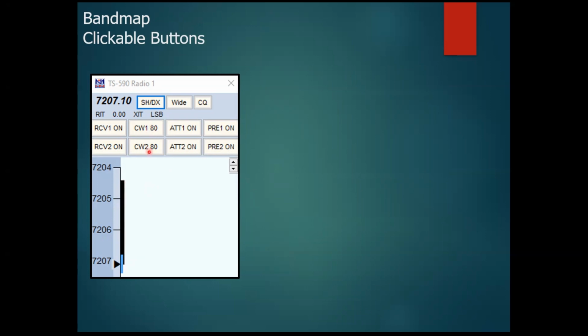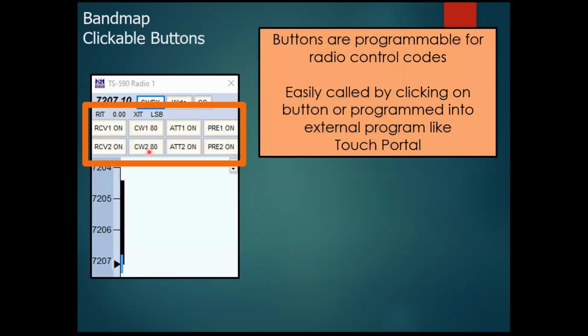But these buttons right here are all programmable. I think there used to be just 4, but they changed it, I don't know, 9 months ago, a year, something like that. They've got like 32 or 36 of them now. And you can make these be whatever you want, and you can click on them. In this case, if I was to click on it, it would change my CW filter to 80. But I've also got some other things set up on the inside of there too.